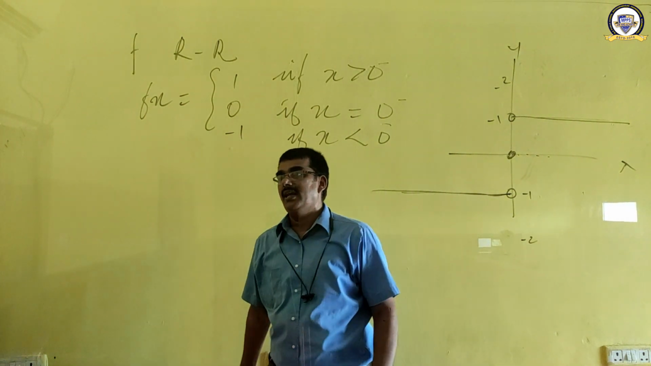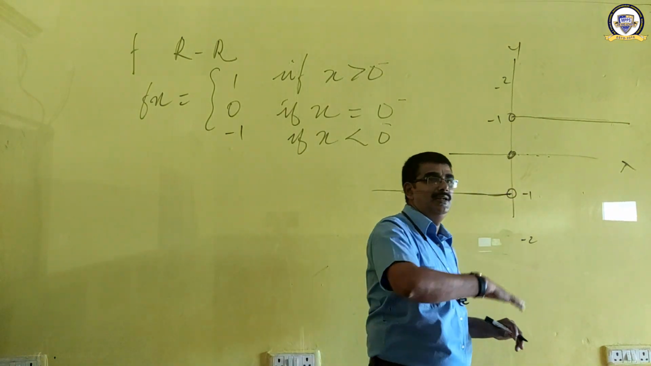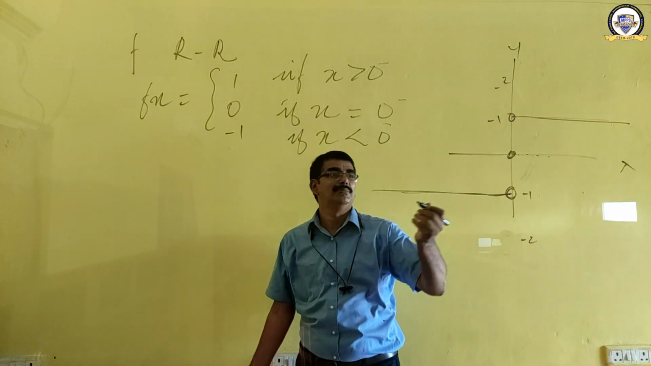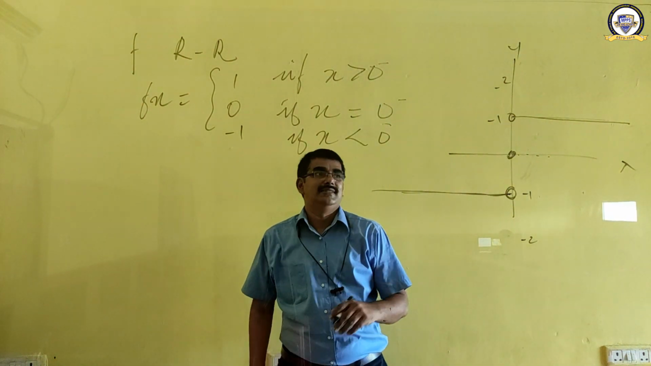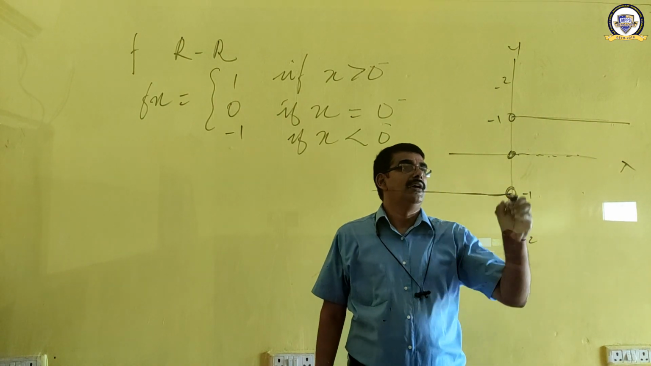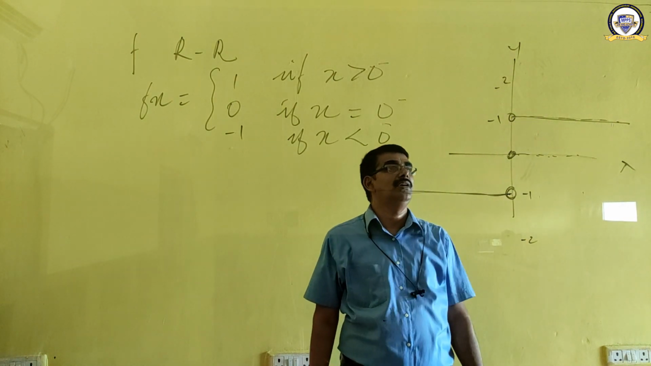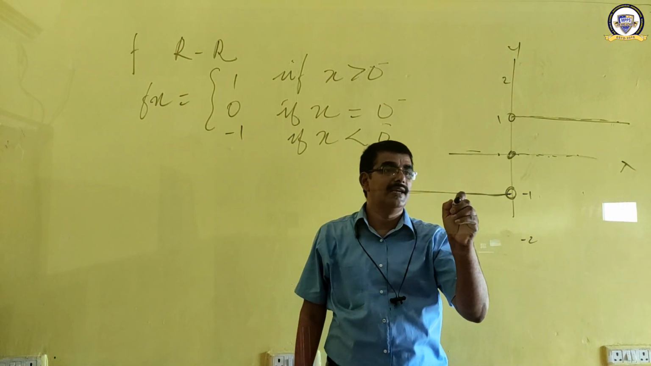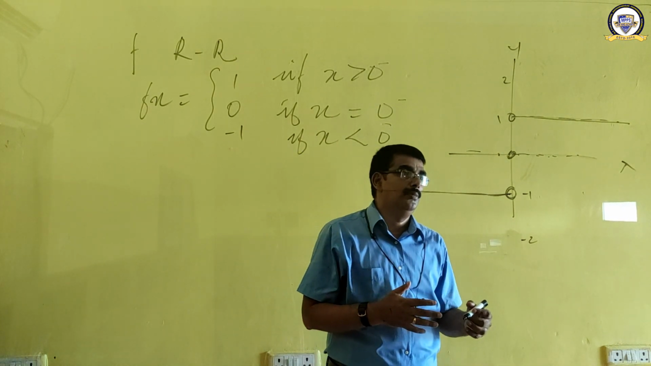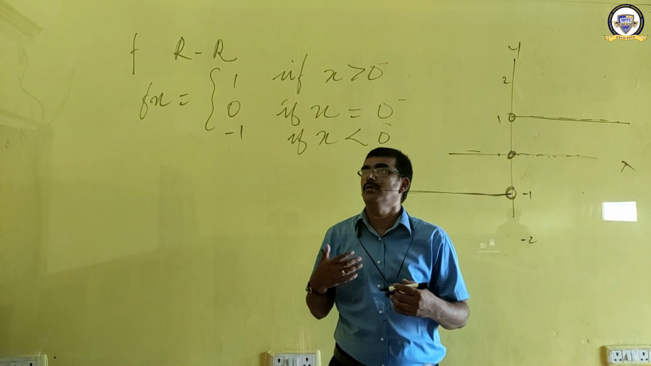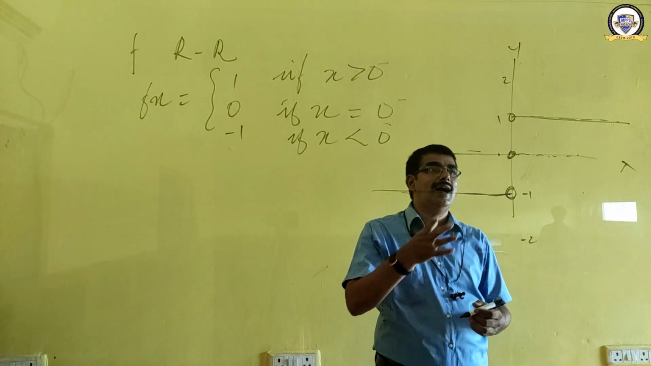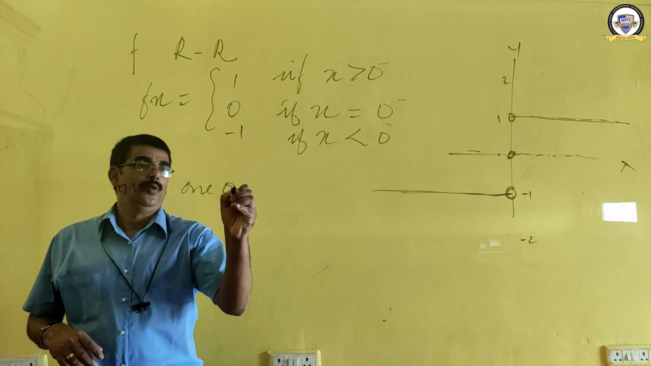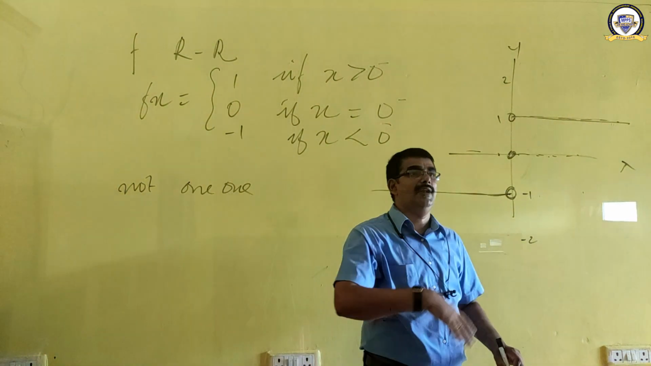Here, checking for 1-1 and onto, it is very simple. By saying this you can say, for different x there is a particular image. More than one element of the domain is having the same image. That is why it is not 1-1. Signum function, by seeing the graph itself you can say more than one x has the same image.